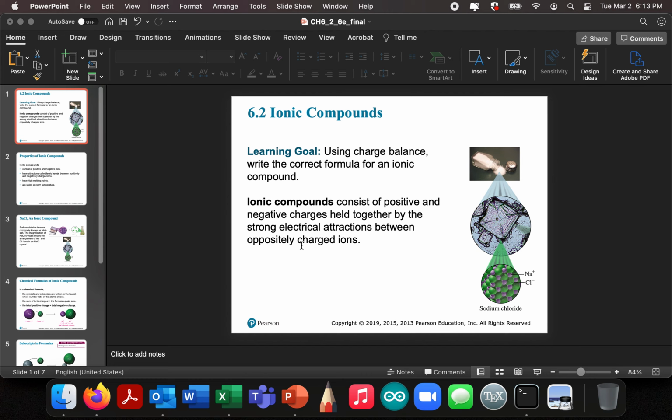Okay, so for this conversation, we're going to talk about making ionic compounds. And the last one we talked about making ions, right? And we made ions, of course, so that we could make ionic compounds. That's where we're going to see them in nature.